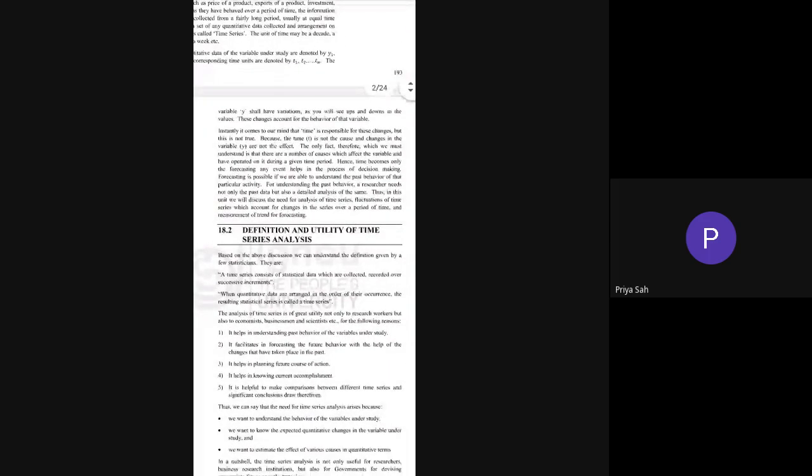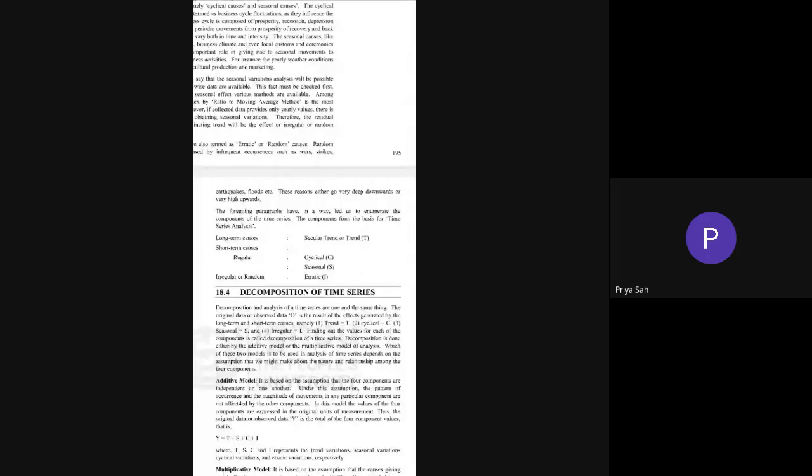So time series analysis consists of statistical data which are collected and recorded over successive increments of time, and the data are analyzed. So go through the definitions. Then some of the components are also there; you will just go through them. Then decomposition of time series.